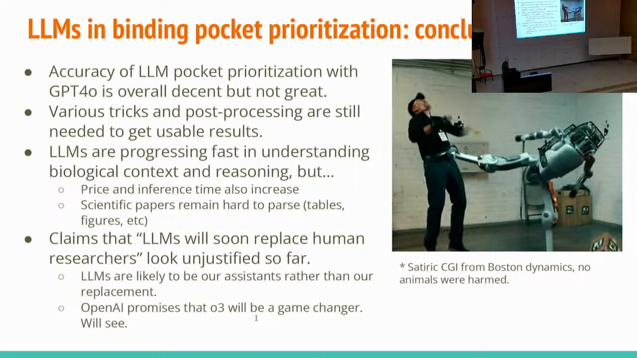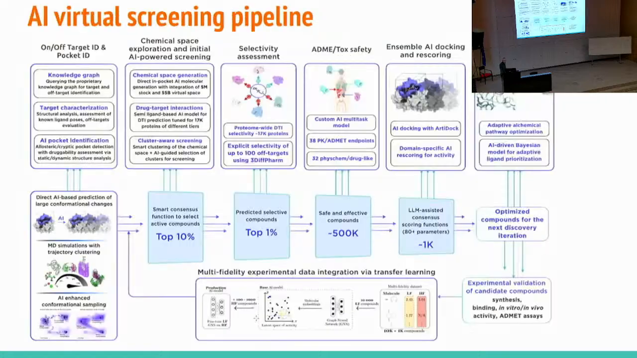But anyway, this is promising, and in the next decade, we will see more and more such things with processing of the literature information with LLMs. Okay, another thing which I want to go to is AI virtual screening. So when you know where your molecule should bind, you should select the molecule itself.